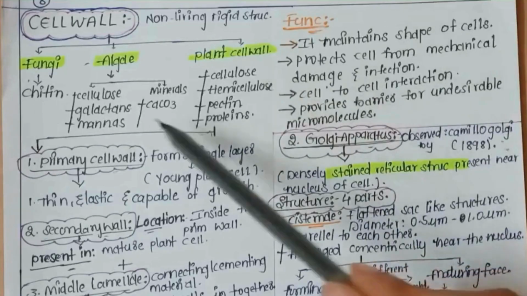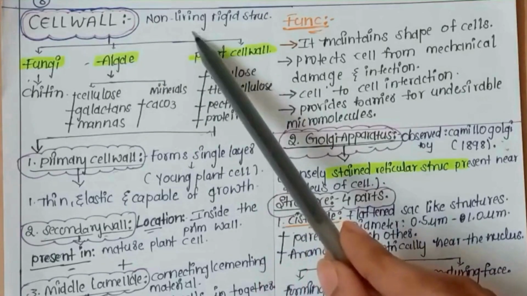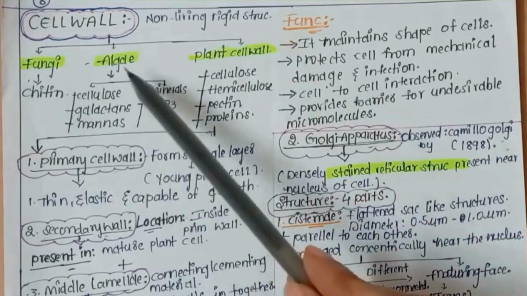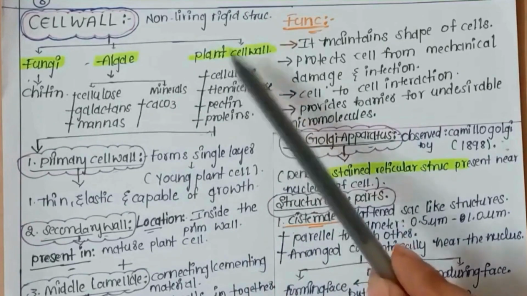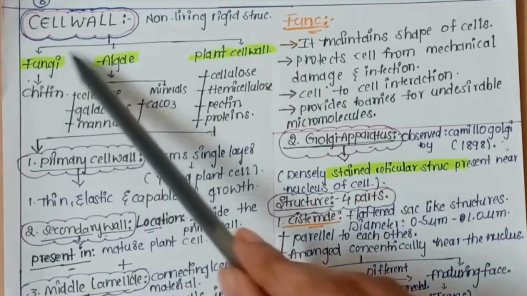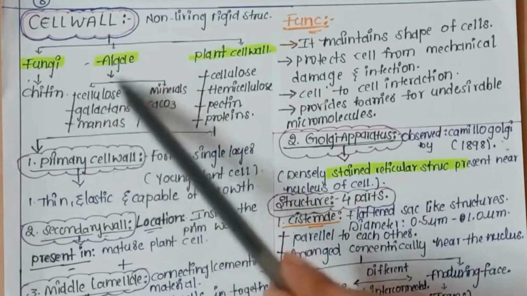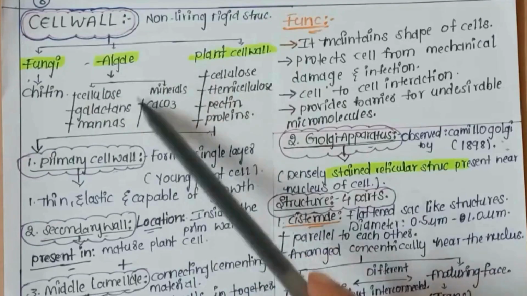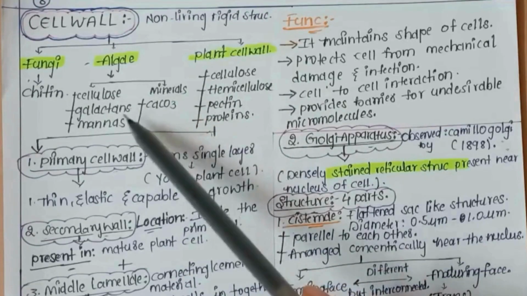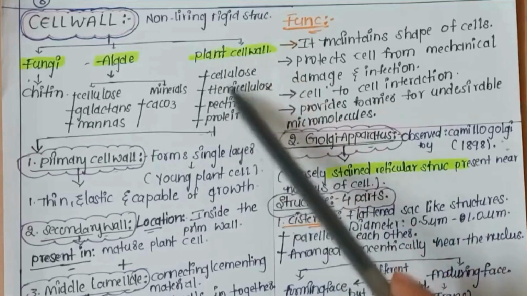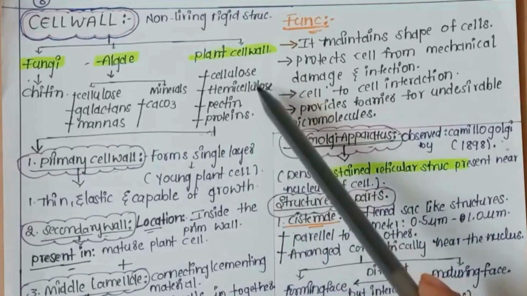Let's discuss the cell wall. It is a non-living rigid structure which is found in fungi, algae and plant cells. In fungi, it is composed of chitin. In algae, it is composed of cellulose, galactans, and some minerals like calcium carbonate. And in plant cells, it is composed of cellulose, hemicellulose, pectin, and proteins.